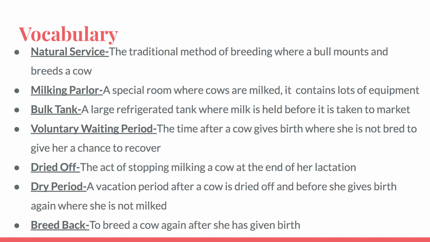And finally, I thought the last one was the last one, but whatever. All right, finally, breed back. To breed a cow again after she has given birth. So after a cow gives birth, we give her her voluntary waiting period where she gets to relax, and then we breed her back again so she can have another baby.